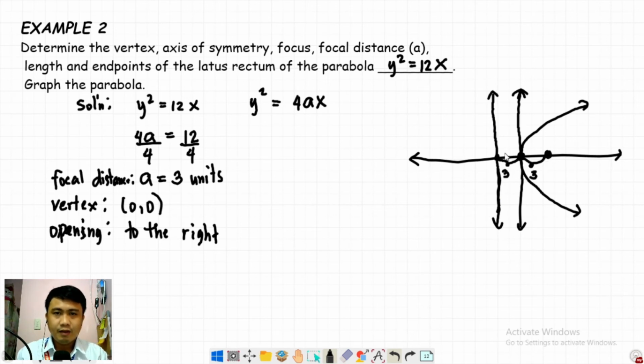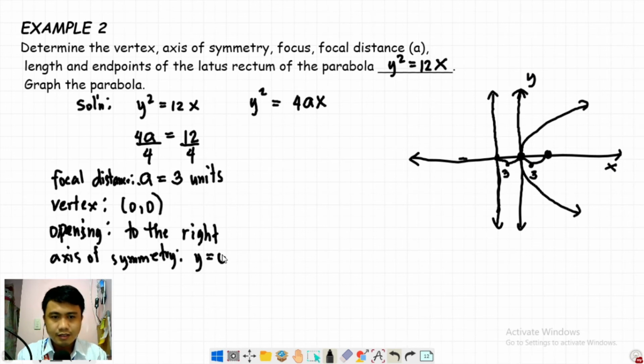Okay? So, we have here the next one, we're looking for, okay na tayo sa vertex, okay na. Axis of symmetry. Axis of symmetry natin, ito. Ating x-axis mismo. Okay? The x-axis itself. Yan. So, our axis of symmetry is y equals 0. Itong ating x-axis. Check na tayo dito sa vertex, sa symmetry, focus. Hindi pa tayo tapos sa focus. What is our focus? Yung F.